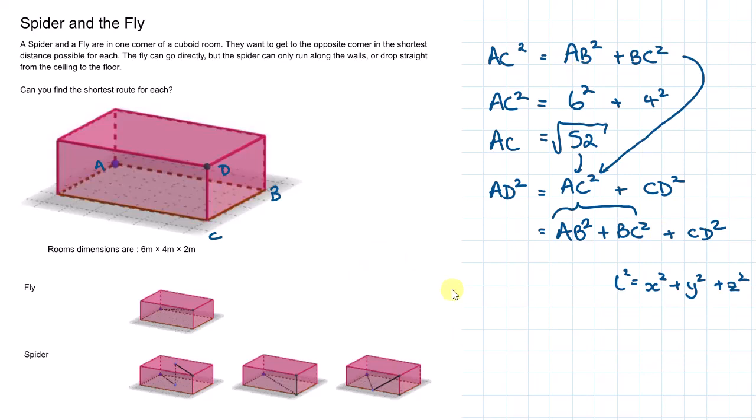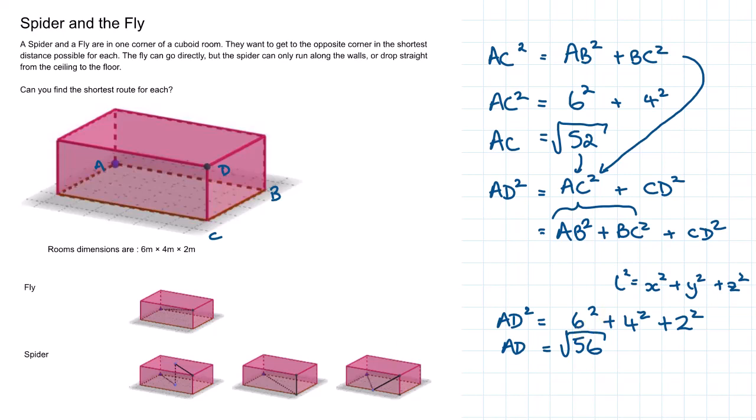Okay, so I can now come through and solve my problem. The AD is the 52, actually let's do it using the full formula. So AD squared is 6 squared plus 4 squared plus 2 squared. So it's 56, and AD is the square root of 56.